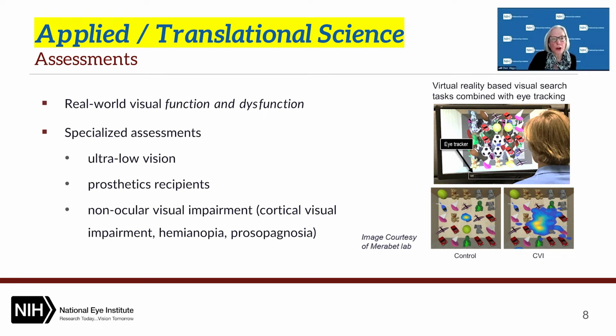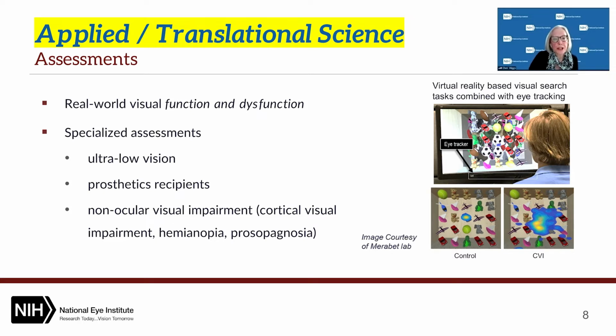The second general category of research supported is more applied, or translational science. And included in that is the important work on developing new assessments that go beyond the standard acuity, contrast sensitivity, and Humphrey perimetry measures. Many patients who show intact performance on these measures cannot process a visual scene. So ecologically valid assessments that evaluate real world function and dysfunction can provide a fuller picture of the patient's experience and can pinpoint areas that require rehabilitation.